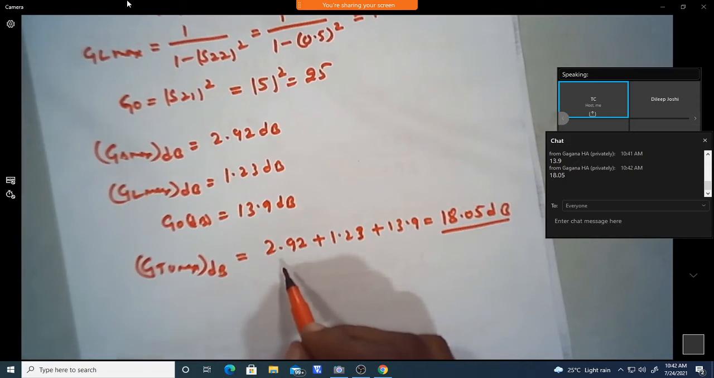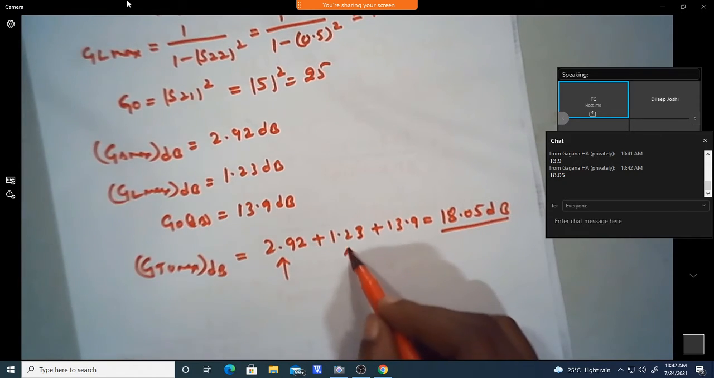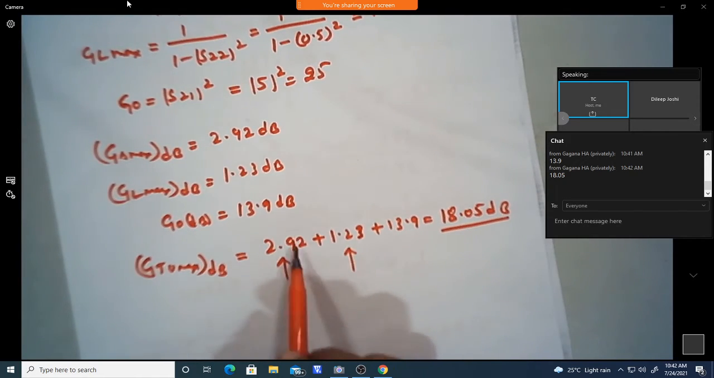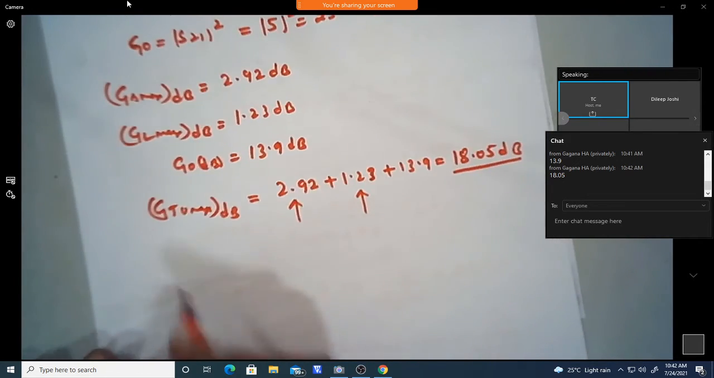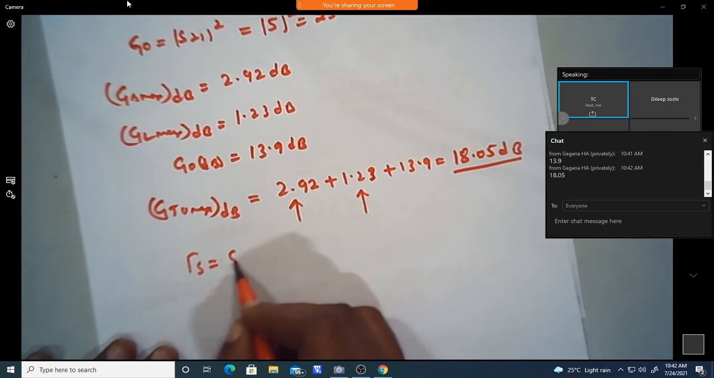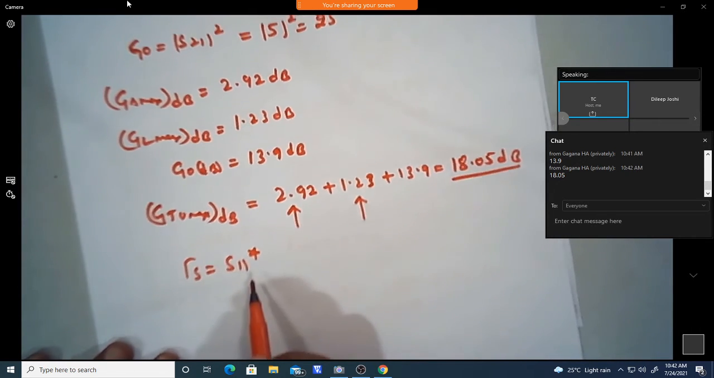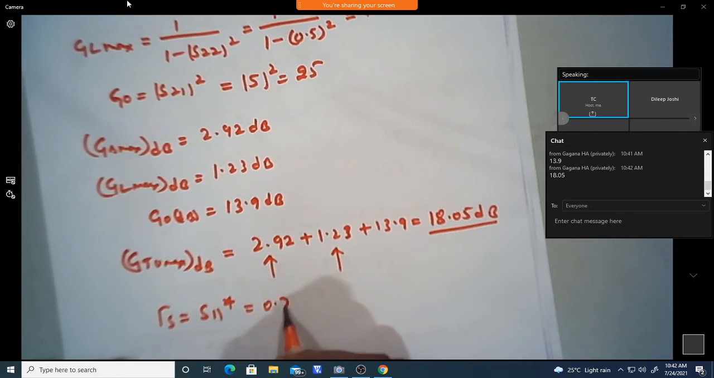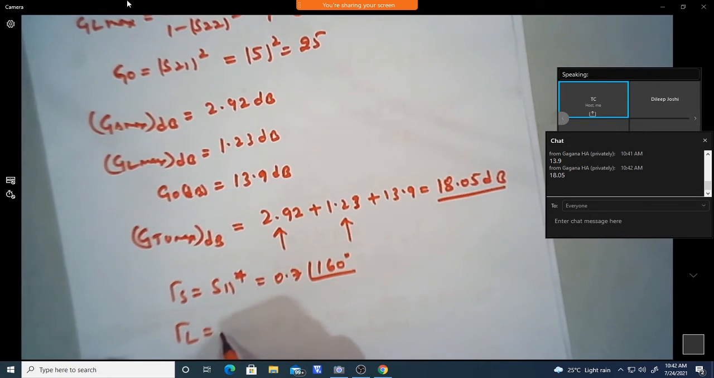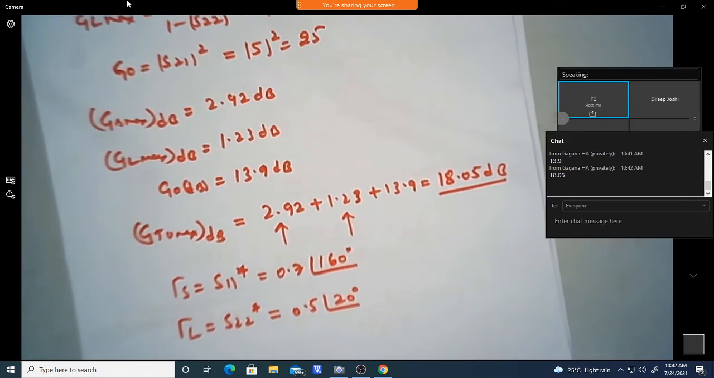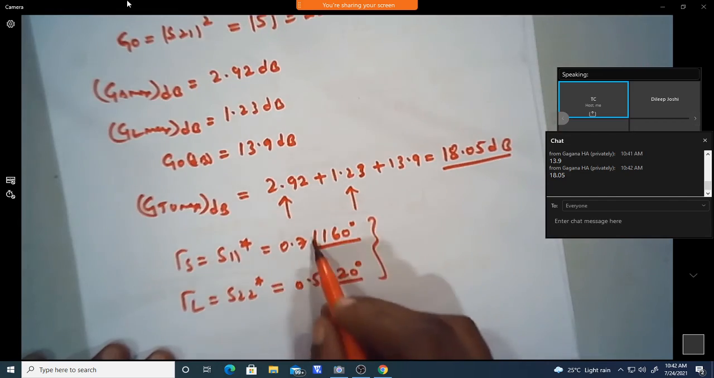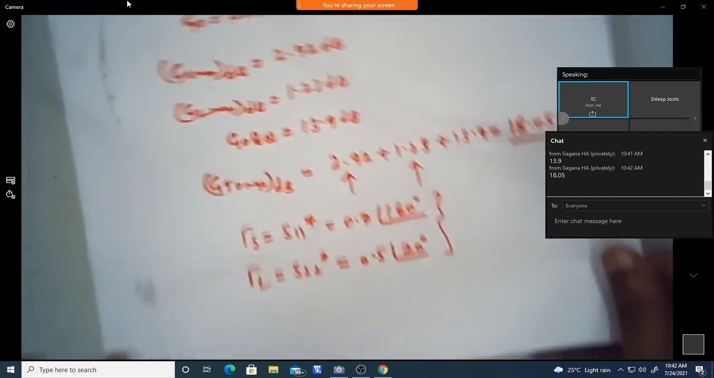But in order to get that, whatever we have specified for GS max and GL max in terms of dB, we need to match the network. So we know that gamma S on the source side is obtained by taking the complex conjugate of S11, which is 0.7 at an angle plus 160 degrees, and similarly gamma L is equal to S22 star, which is 0.5 at an angle 20 degrees. Now we need to mark these 2 points on the Smith chart.